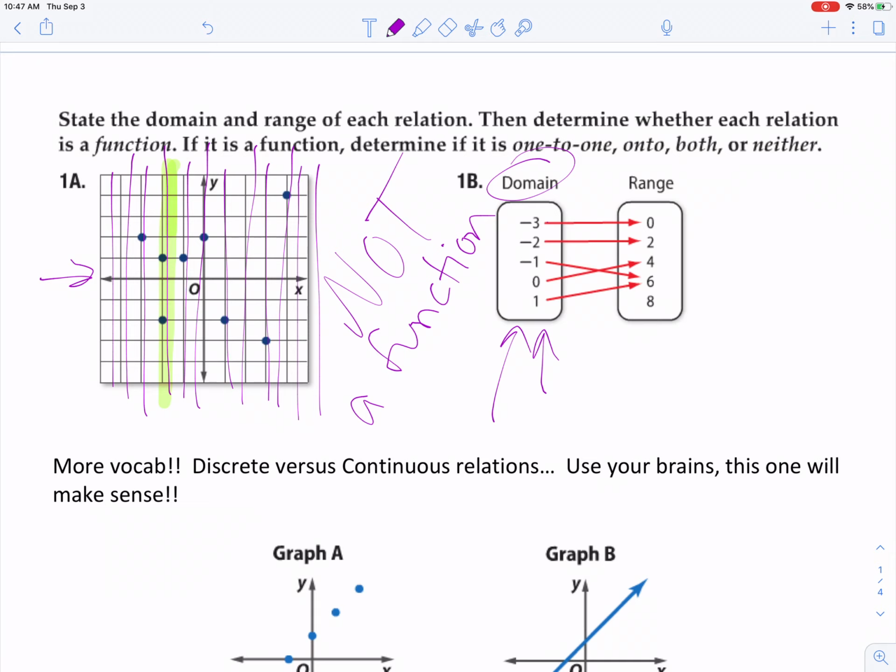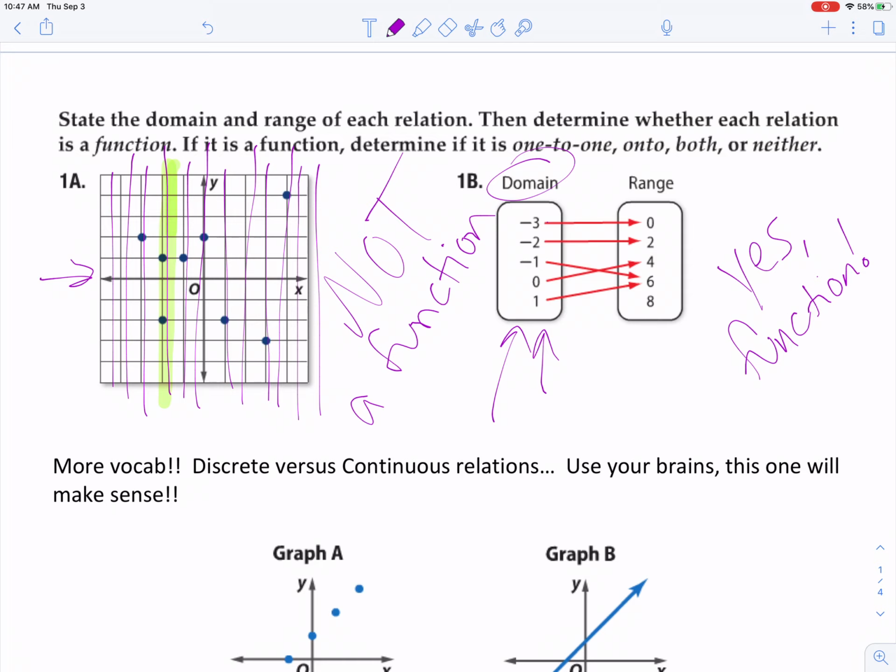So I should be able to say, -3 has an arrow to what number? And you should only be able to tell me one number. It goes to 0. Okay? -2 only goes to one number. -1, 0, and 1, they all only go to one number. That means that this one is a function. So yes, function.